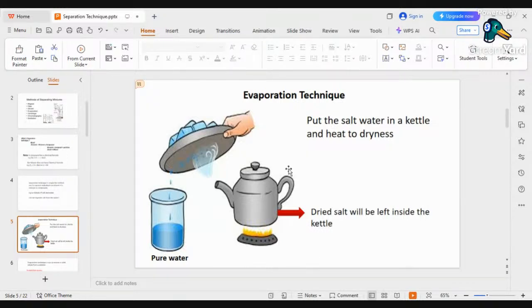So now the first technique we're going to look at is the evaporation technique. Like I said, if we have salty water, that means there's salt in the water, or the water contains salt. How do we separate these individual constituents? How do we separate the salt from the water? How do we separate the water from the salt? The first thing I will do is put it in a kettle. You can see the kettle, and I will boil it.